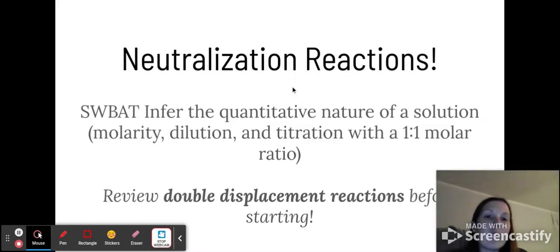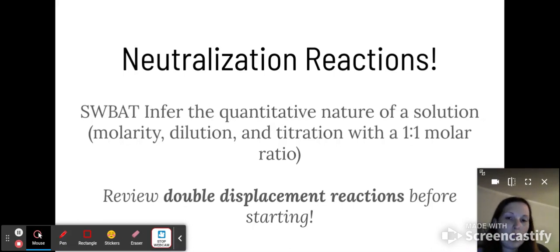Hey everyone, this is our lesson on neutralization reactions, and by the end of this lesson you should be able to infer the quantitative nature of a solution. So we're looking more at the titration molar ratios here that it says. But before you get started, you may want to stop here and review double displacement reactions.